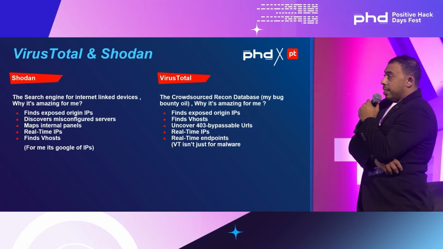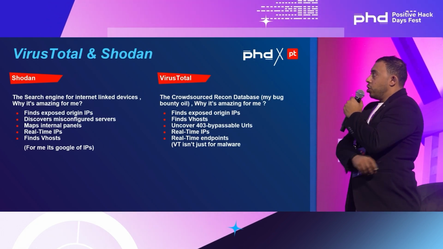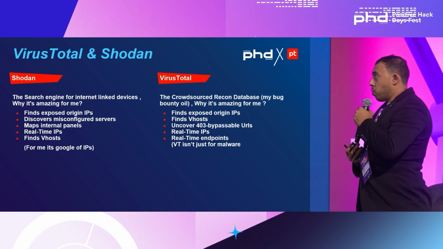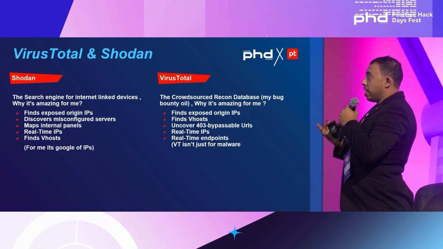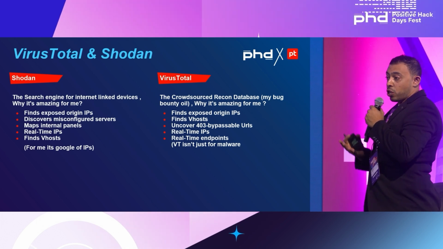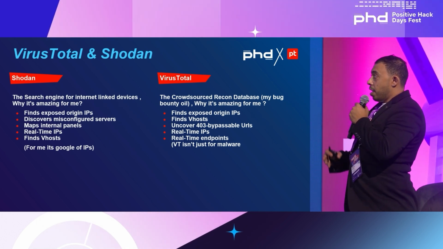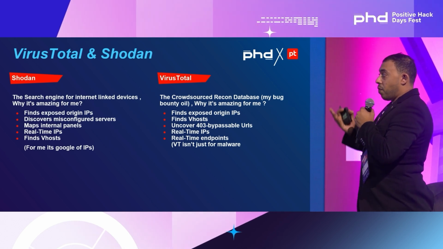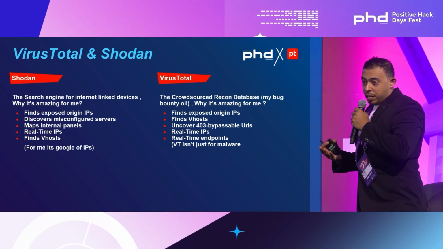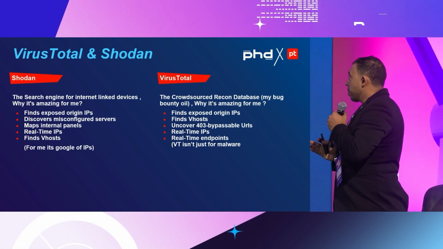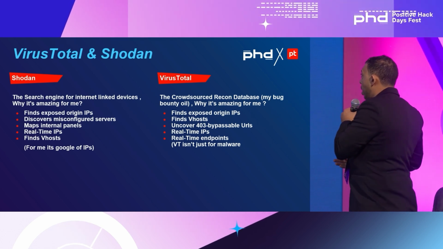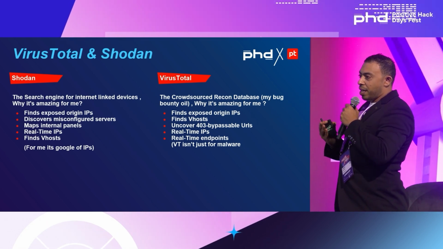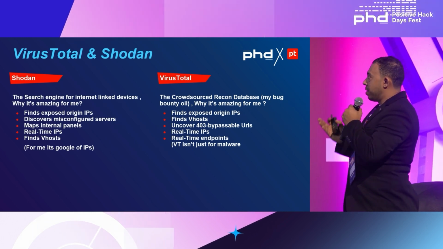So Shodan is the search engine for internet-connected devices. Why is it amazing for me? It finds origin IPs, discovers misconfigured servers, maps internal panels, real-time IPs, and finds vhosts. For me, it's the Google of IPs. About VirusTotal, I call it the bug bounty oil. I will explain later why.